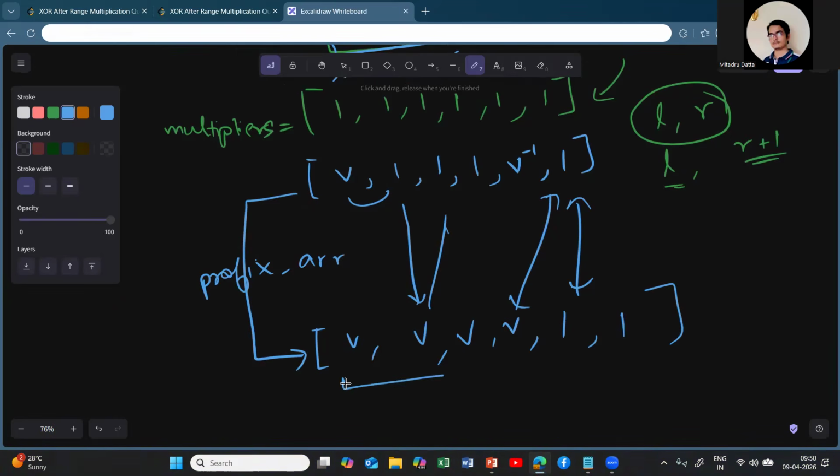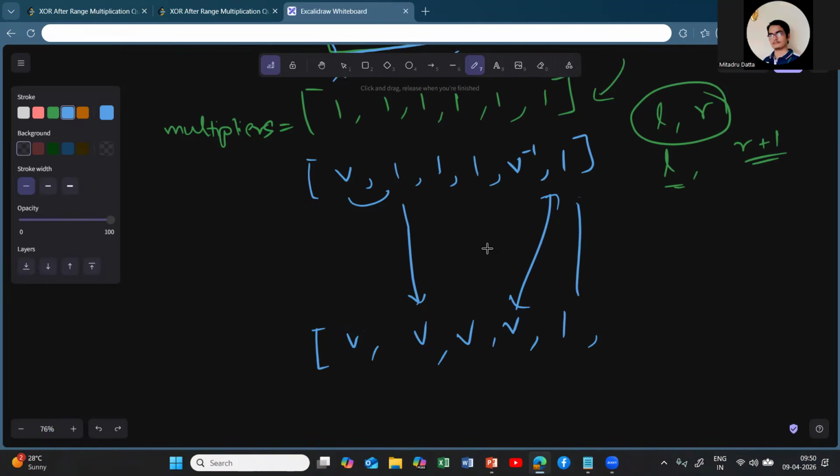It tells you that within this L to R range, your V is multiplied to all the elements from L to R and not multiplied subsequently. So this V inverse helps you a lot. Okay, this actually helps you a lot. And this is kind of acting like a line sweep algorithm.